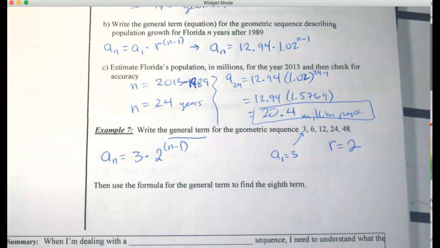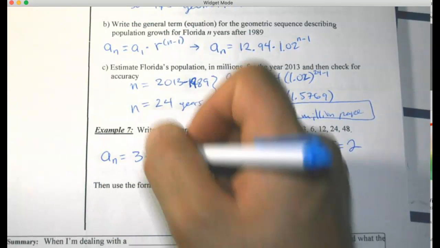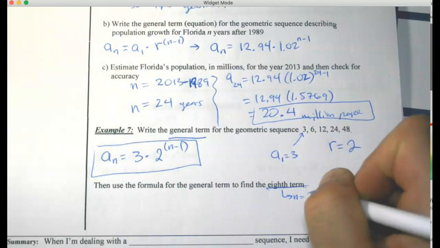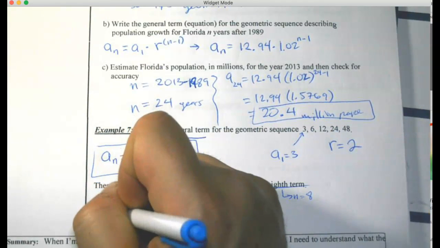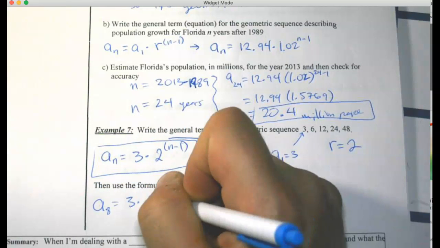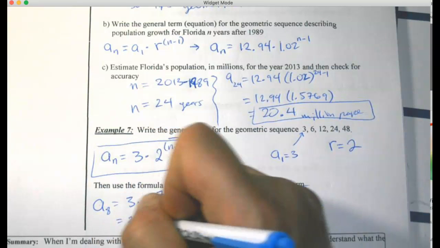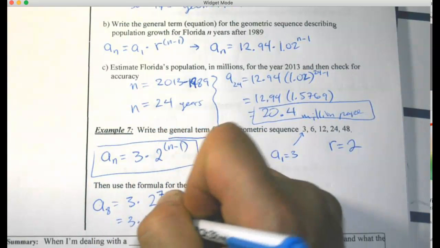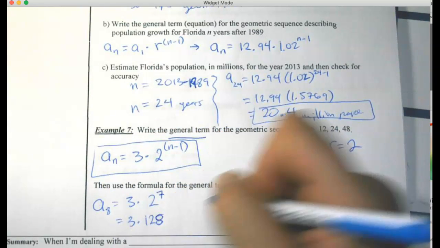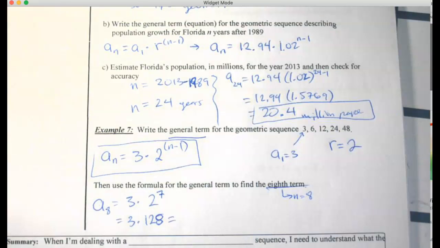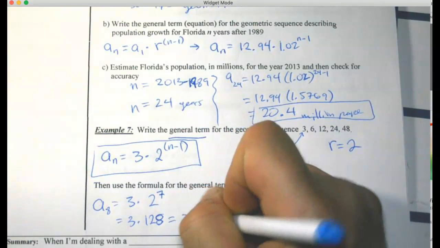And use the formula for the general term to find the 8th term. So now I have n equals 8. My 8th term is 3 times 2 to the 8 minus 1, that's 7. 2 to the 7th power is 128, and then 3 times 128, let's use a calculator to make sure we get it right, 384. So the 8th term for this sequence would be 384.